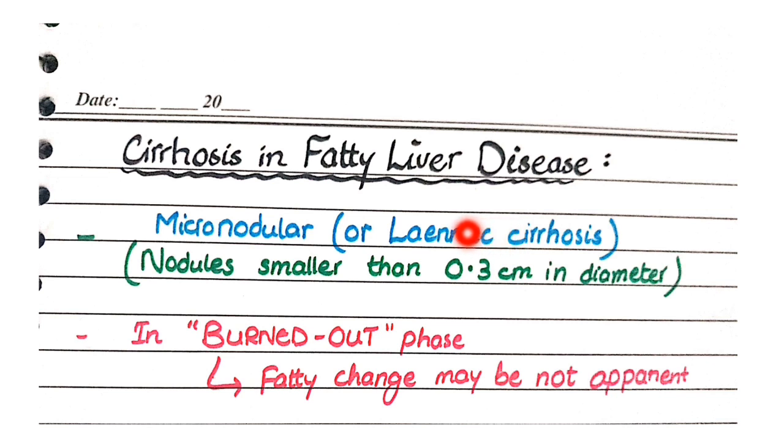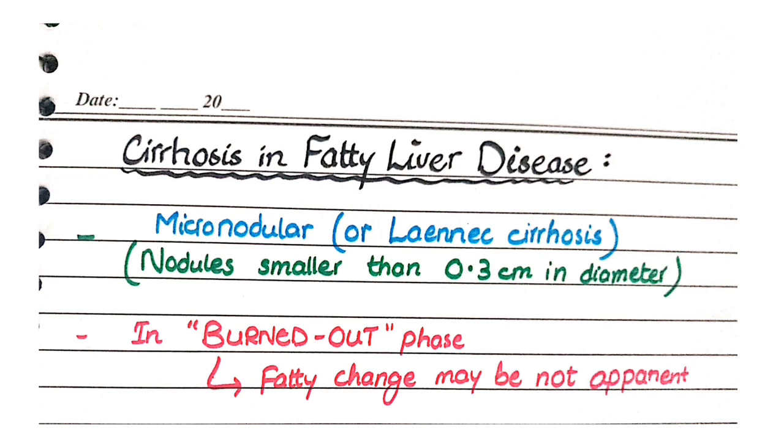So the important point here is the distinction between micronodular cirrhosis and macronodular cirrhosis. We are discussing here that in fatty liver disease, the pattern is micronodular cirrhosis, also known as Laennec cirrhosis. And where did we discuss the macronodular cirrhosis? The macronodular cirrhosis actually occurs in chronic viral hepatitis. So remember this important point.